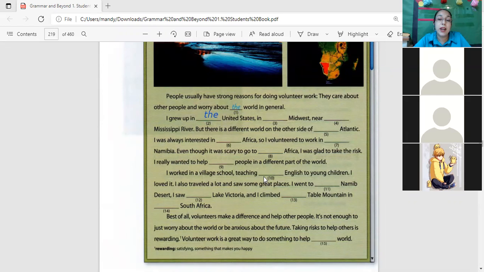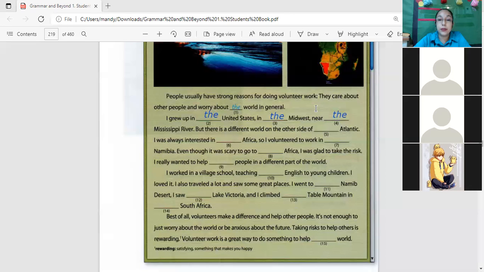So let's see, I grew up in the United States in the, this one is a geographical place. So what is the rule about? Let me check. It says to use the before the names of mountain regions, famous places, rivers, seas, and oceans. So this one is a region, so it is necessary that we use the article. Near the Mississippi River. The, because the rule says that if we mention a river, it is necessary to add the article.